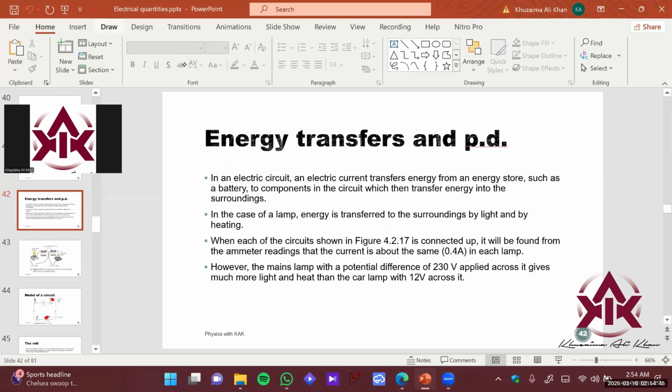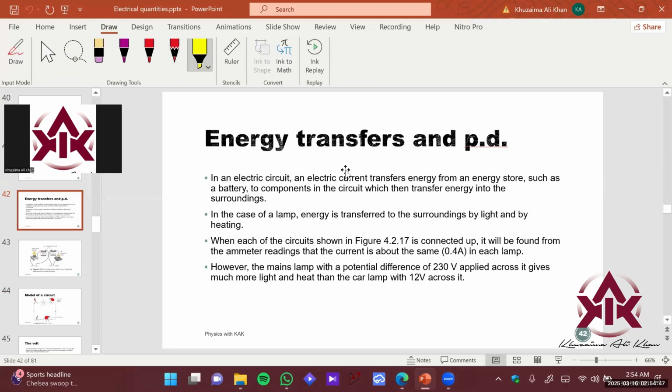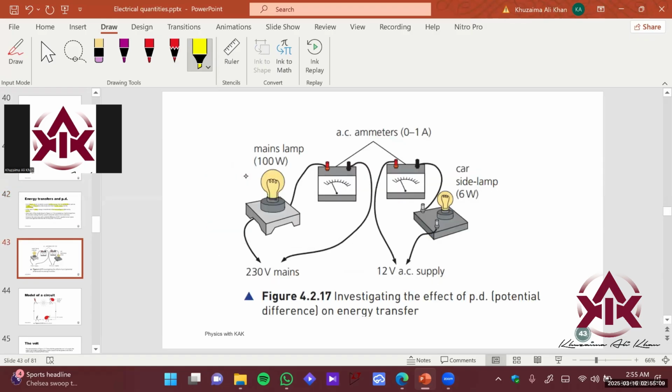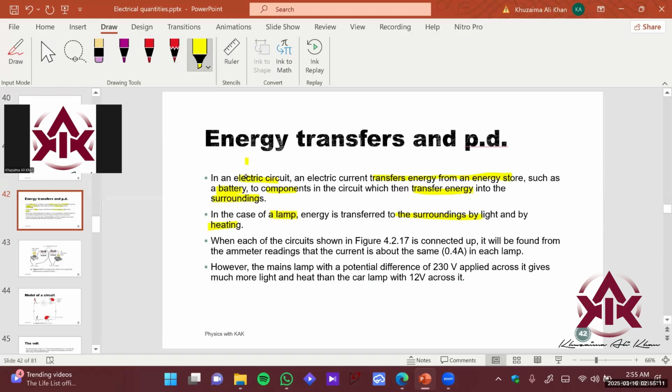That is energy transfers and potential difference. In an electric circuit, the electric current transfers energy from an energy store such as a battery to components in the circuit, which then transfer energy into the surroundings. In the case of a lamp, energy is transferred to the surroundings by light and heat. We'll see the picture in a while, but let's first read the content.